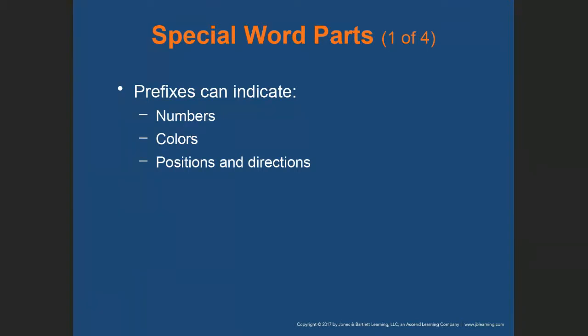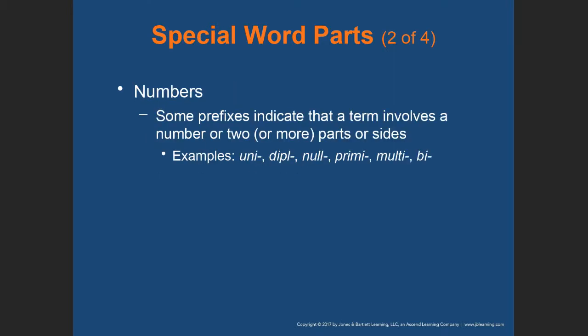Special word parts. Prefixes, which are at the beginning, can also indicate numbers, colors, positions, and directions. Let's go through some examples. Numbers: some prefixes indicate that a term involves a number or 2 or more parts or sides. Examples: uni, 1; diplo, double; null, 0 or none; primi, 1; multi, more than 1; bi, 2.